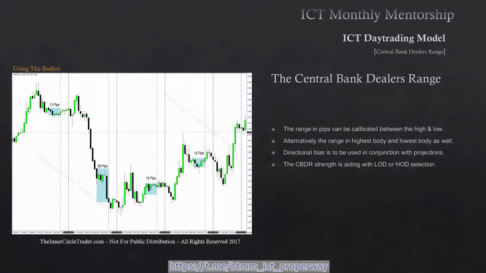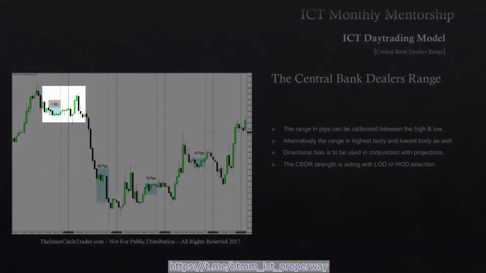So as you can see here, each one of these ranges has its respective ranges in terms of pips. The first is 13 pips, the next is 58 pips, the next is 19, and the last in this example is 16 pips in range. So using the bodies, we're going to focus primarily on that. Now, before I go into greater detail, I want you to think about, just because I like using the bodies and I think it's got the most advantage, we still have to look at the ranges with the wicks included. Okay, so let's take a closer look at each example here.